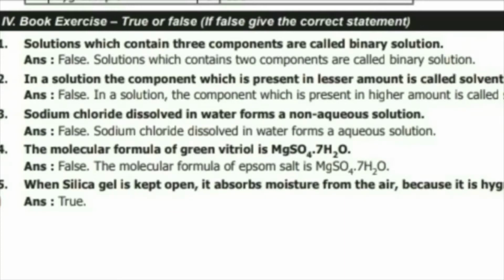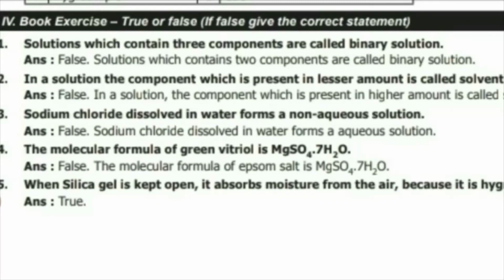Next, question number 4. The molecular formula of green vitriol is MgSO4·7H2O. The statement is false. So the correct statement is molecular formula of Epsom salt is MgSO4·7H2O. Okay. Next, fifth one. When silica gel is kept open, it absorbs moisture from the air because it is hygroscopic in nature. The answer is true. So true or false is over.